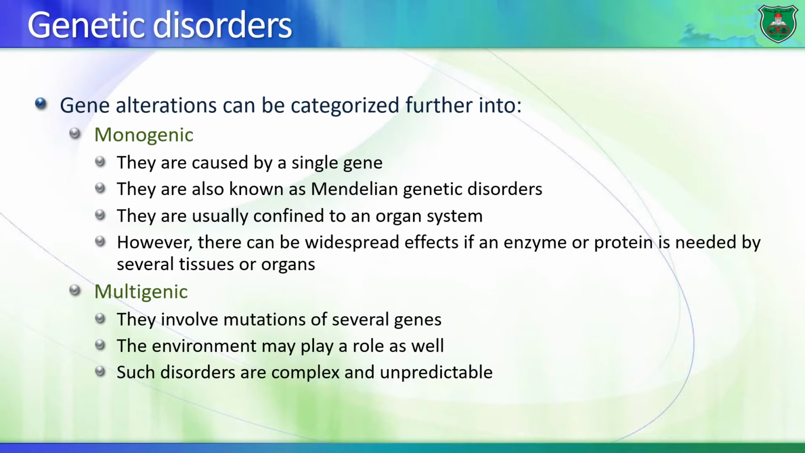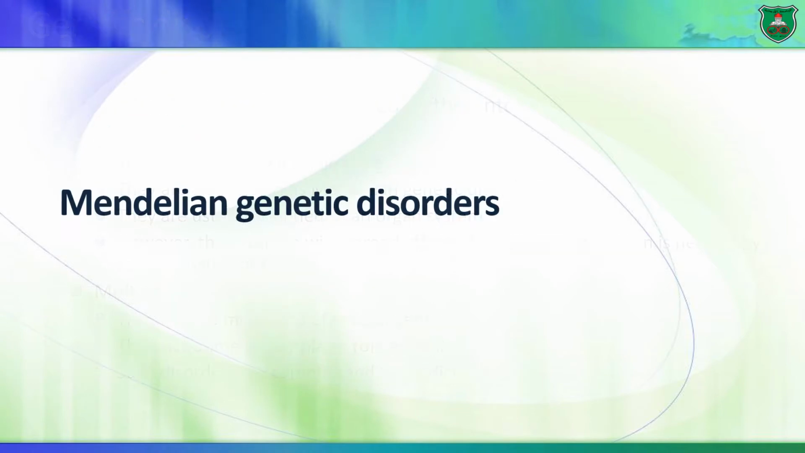Now, multigenic disorders are caused by mutations of several genes. If the environment plays a role, or if pathogens do affect the disorder, then we call them multifactorial. This is the topic for the next lecture. These disorders are usually complex, and so far they are also unpredictable.